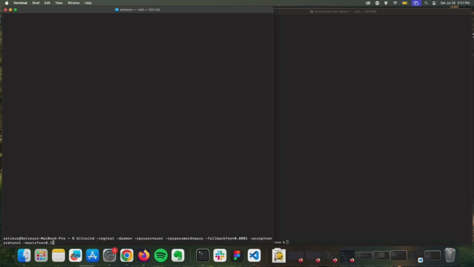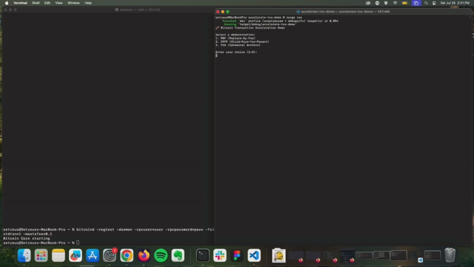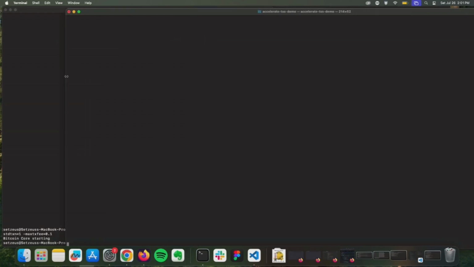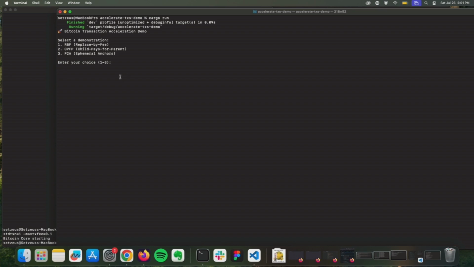Okay, cool. So going to go ahead, start regtest, and then on the other side, we are going to run cargo run to actually start the demo. So let me increase the size here as well. And actually, technically, only this guy matters. All right. So first, select the demonstration. Again, we're going to do number 1, replace by fee.